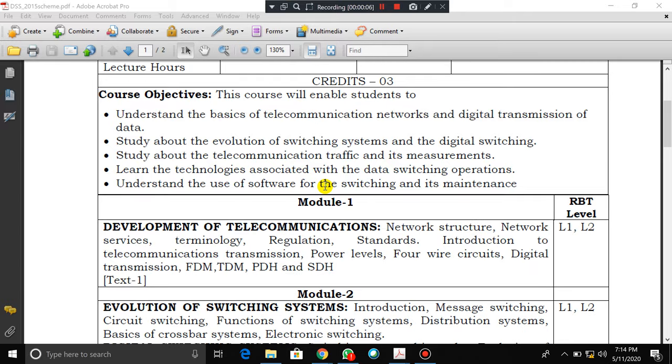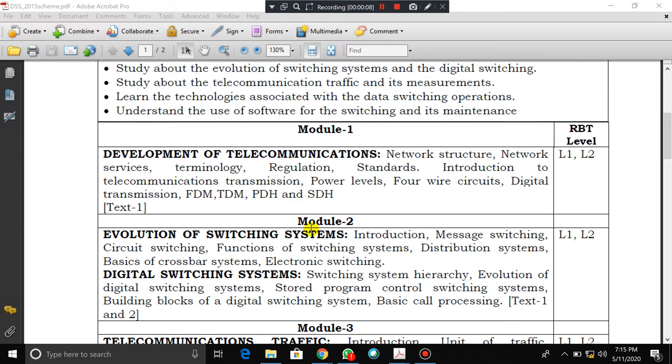So let us continue with the things. So today in this session, let us have a discussion and brush up of module number 2, that is part 2. In module number 2, we have again two parts. One is evolution of switching system, another one is digital switching systems. In today's class, let us discuss digital switching systems.